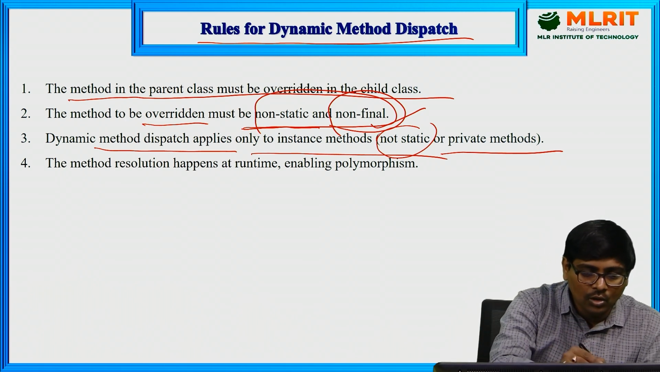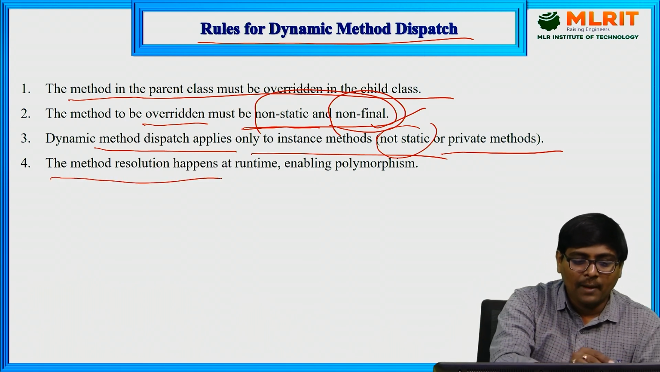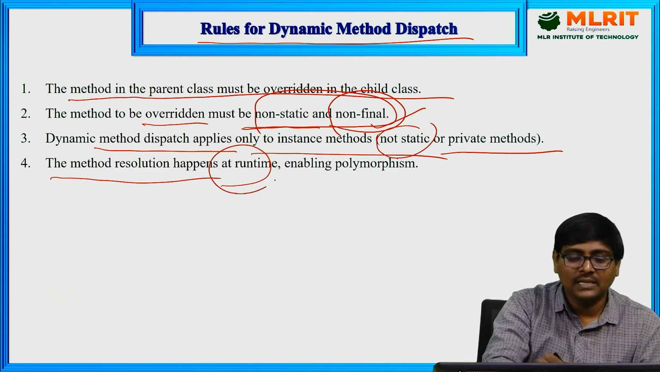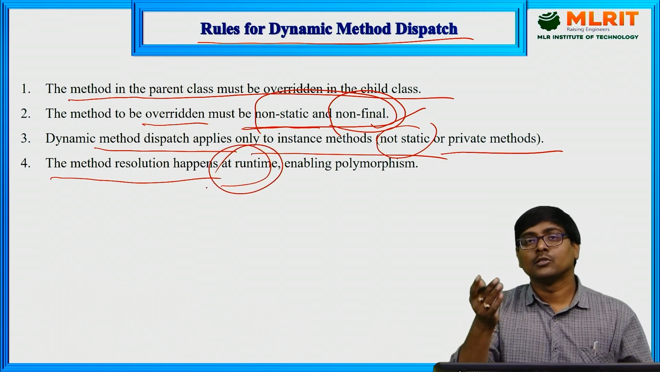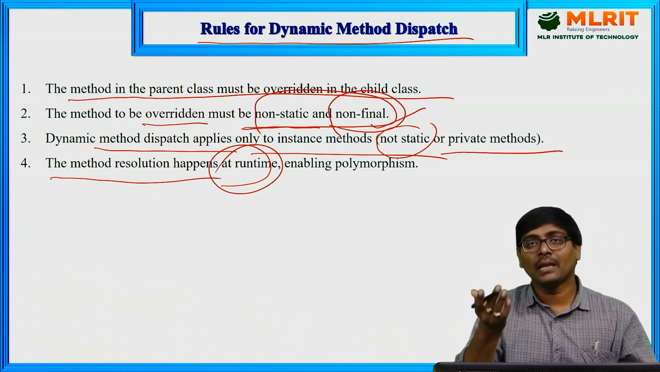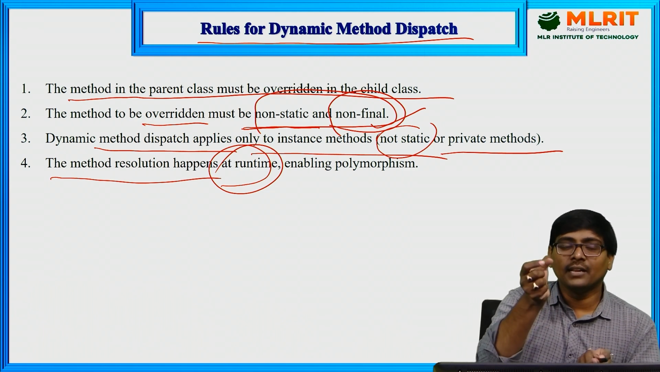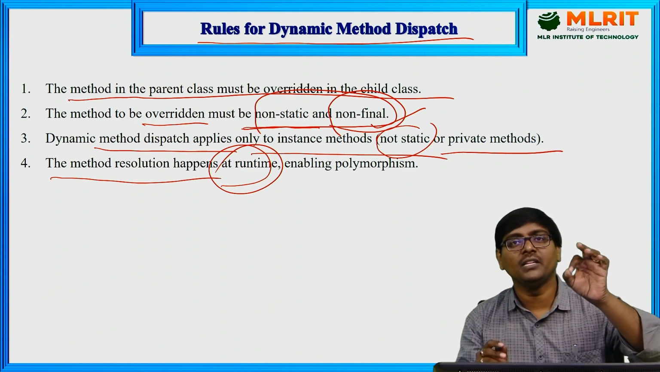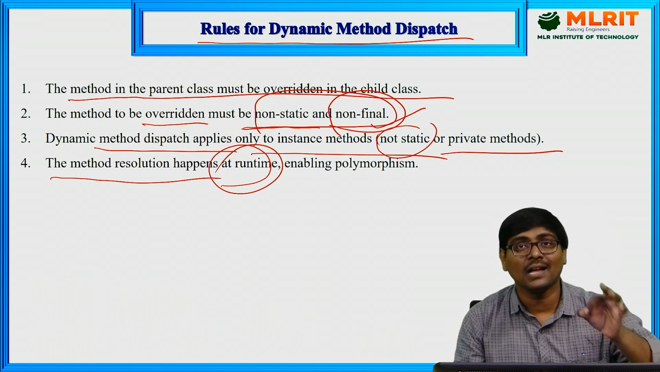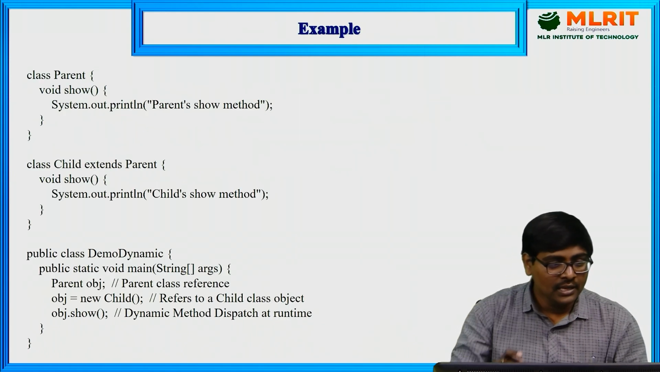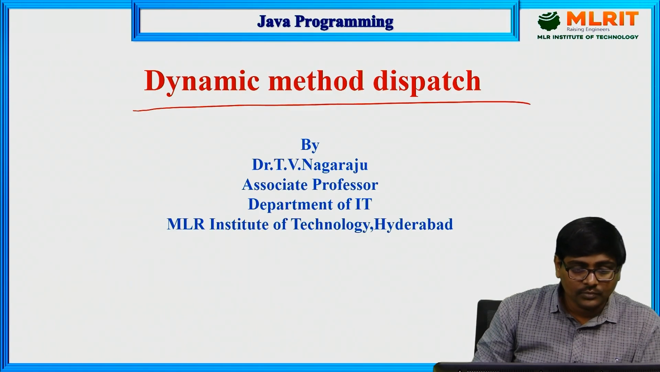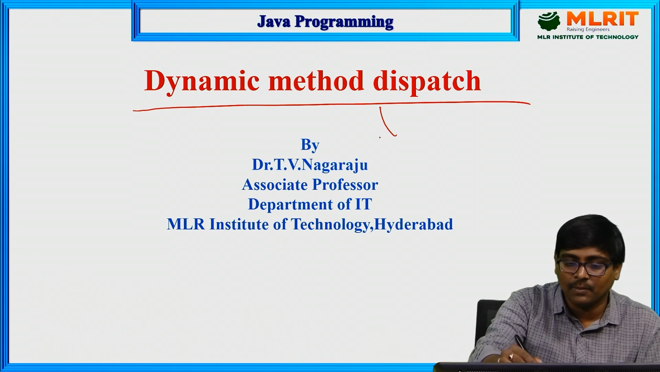Finally, the method resolution happens at runtime. So it is dynamic, runtime polymorphism. Method resolution means which method is executed, and that depends on runtime. Clear? So this is the concept of dynamic method dispatch.